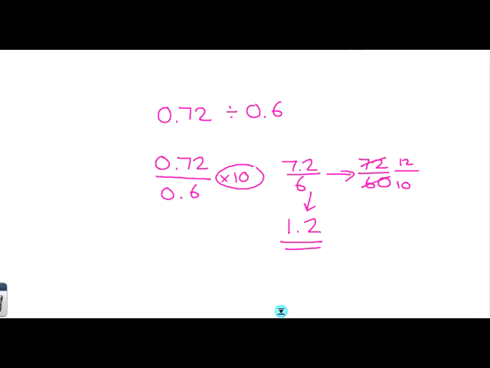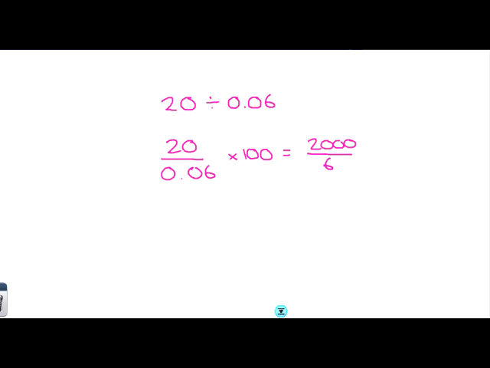Now, potentially this may be the hardest question of all. So if we have 20 and we divide it by 0.06, we're going to have to times this by 100. So that's 2,000 divided by 6. But because 6 doesn't go into 2,000 easily, you're going to need to set up some sort of division.